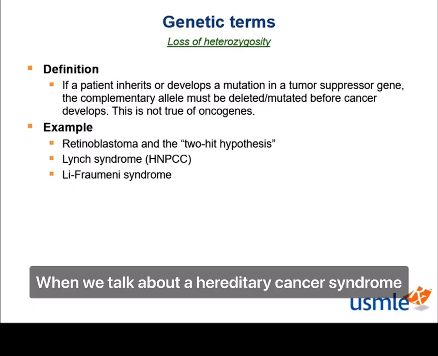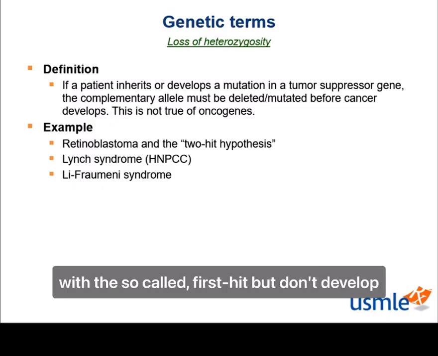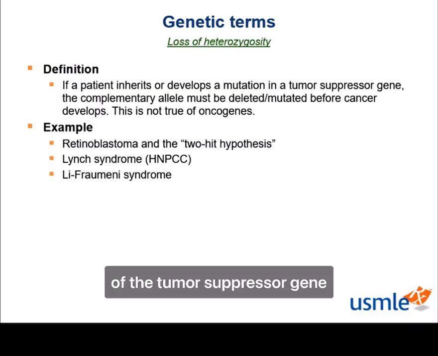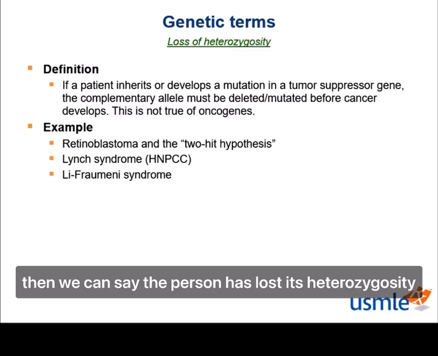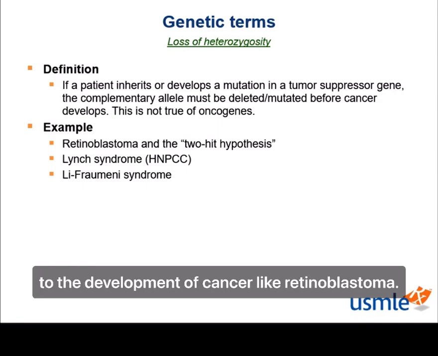When we talk about a hereditary cancer syndrome, usually individuals are born with the so-called first hit, but don't develop cancer because there is still a good copy of the tumor suppressor gene allele to function normally. If the other allele gets hit somehow, like with a deletion or a mutation, then we can say the person has lost its heterozygosity, and more likely than not, that will lead to the development of cancer, like retinoblastoma.